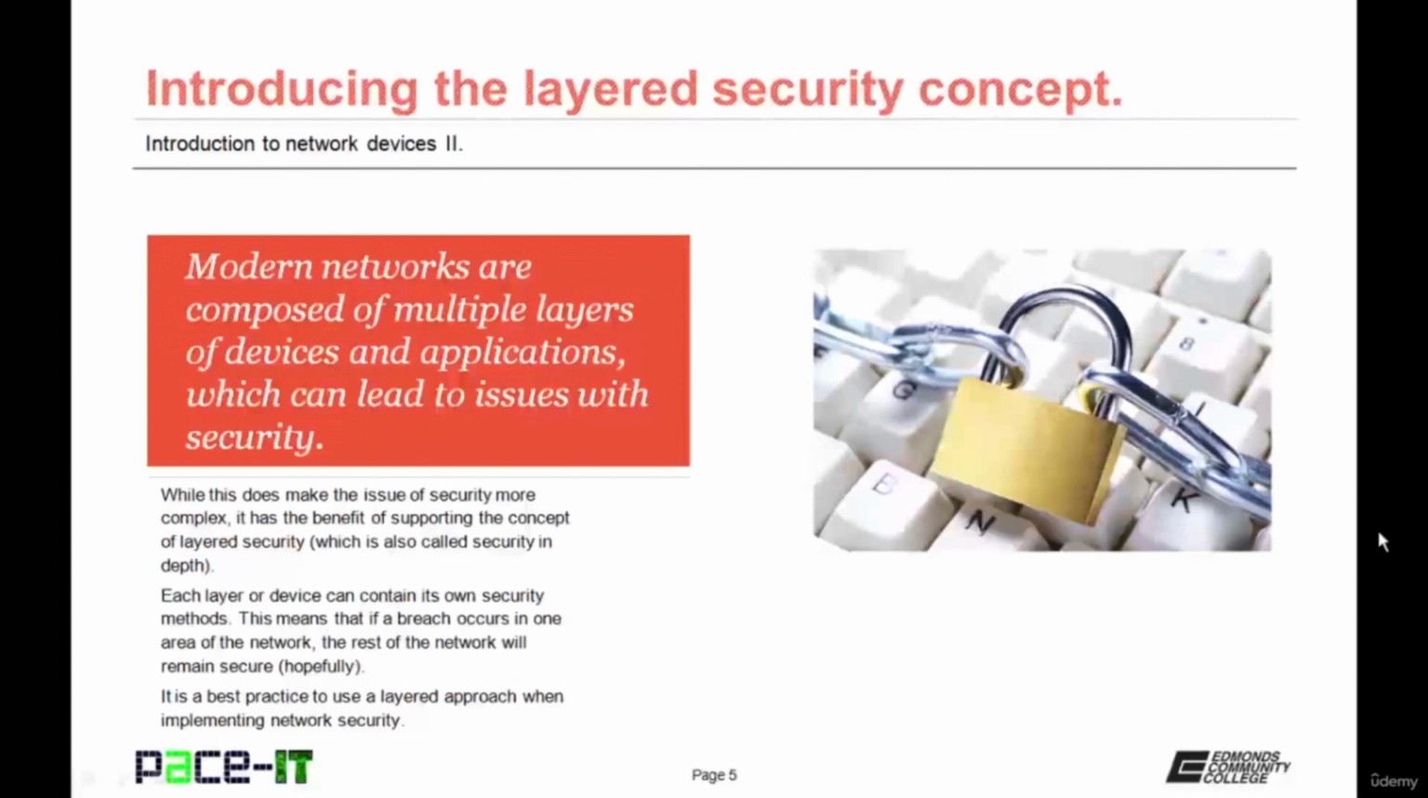Each layer or device can contain its own security methods. This means that if a breach occurs in one area of the network, the rest of the network will remain secure, at least hopefully. It is a best practice to use a layered approach when implementing network security.